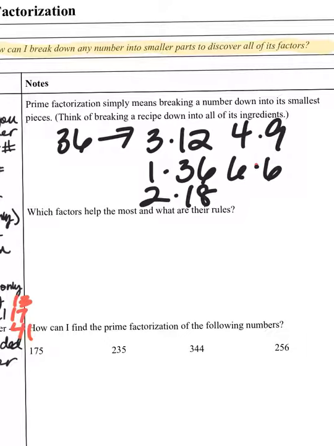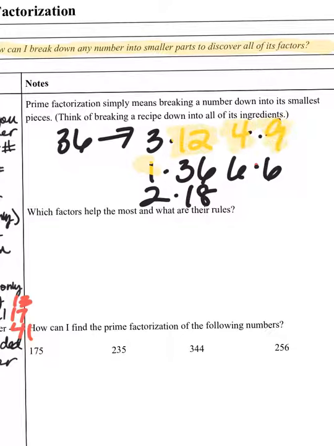Anytime you see a number that is not broken down as far as it can be, that's when you are going to try and get that number smaller. So 12 is a composite number, right? You can do 3 times 4 or 2 times 6. 4 is a composite number, 2 times 2. 9 is a composite number, 3 times 3. So anytime you have a number that can still be broken into smaller pieces, you want to keep going until you're all the way down.